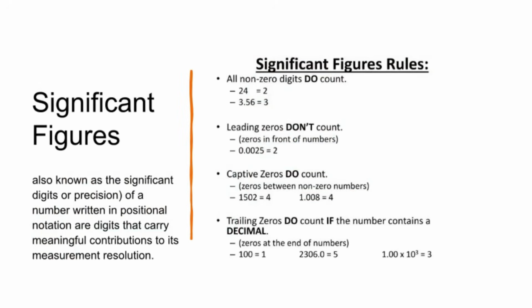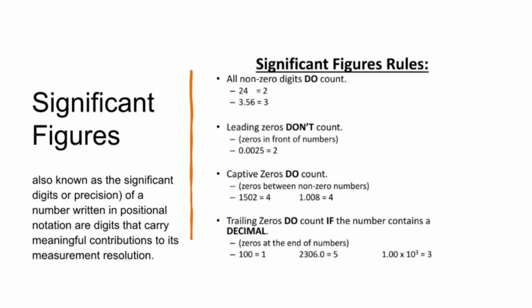Significant figures, also known as significant digits or precision of a number written in positional notation, are digits that carry meaningful contributions to its measurement resolution. We have rules in determining the number of significant figures. First, all non-zero digits do count. 24 has 2 significant figures, while 3.56 has 3 significant figures.